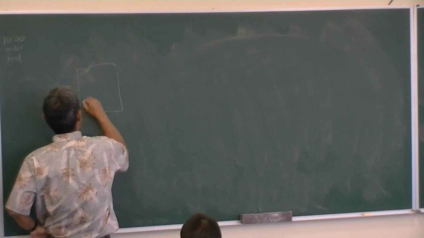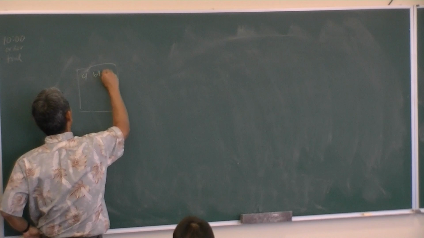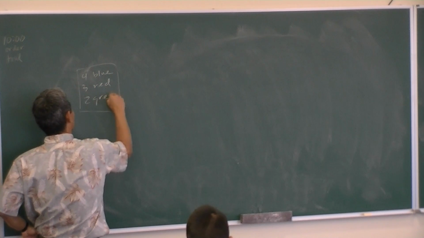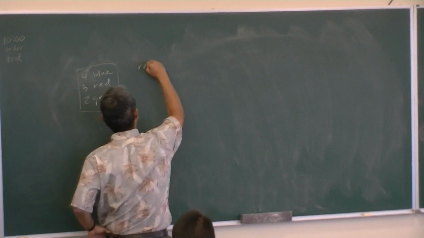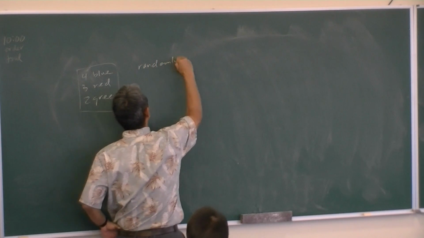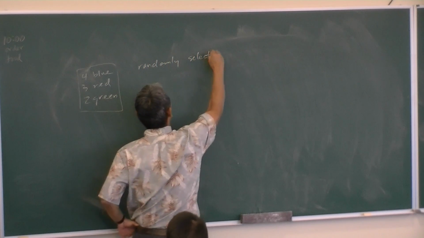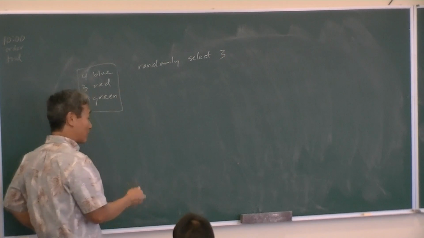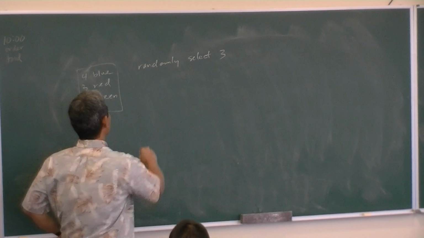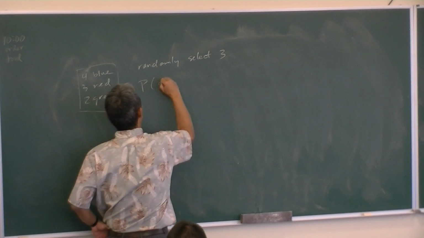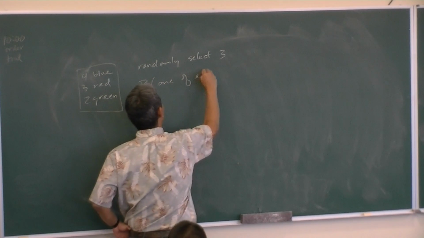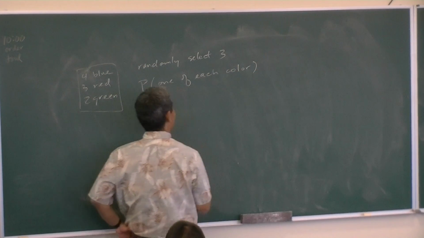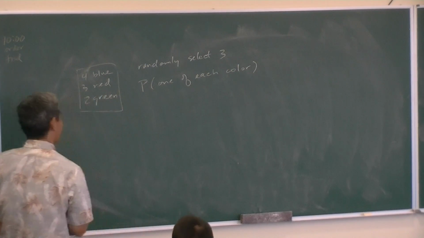You have a bag. It contains 4 blue, 3 red, and 2 green marbles. I am going to randomly select 3. Okay, and again, if I don't say anything, you assume without replacement, right? What is the probability of getting 1 of each color? Didn't we do this problem yesterday? You were here 24 hours ago, right?